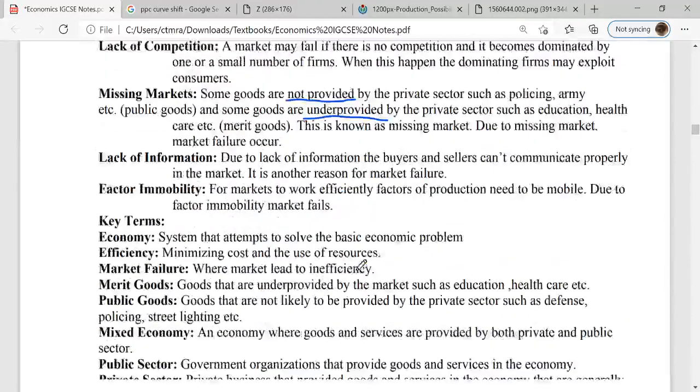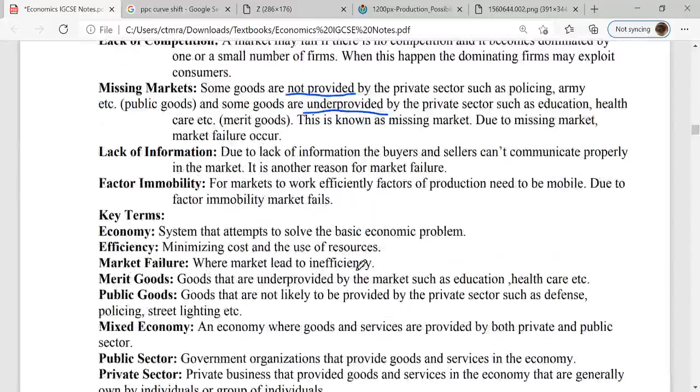Next is lack of information. Lack of information is also causing a problem. If you lack information, your seller may fool you and charge you a higher price, right? Then factor immobility. That means you may have resources, but because of their immobile nature, you may fail to take a business opportunity, and even if you have the resources, you cannot use them. So it's causing factor immobility.